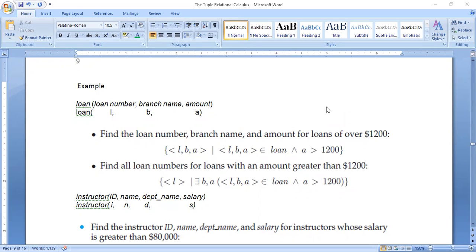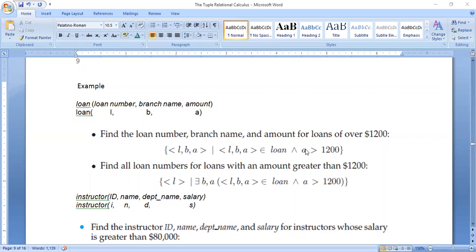So our first query is find the loan number, branch name and amount for loans over 1200. So this query uses the relation loan with three attributes, and the domain variables for these three attributes are L, B and A. Because we have to output all the three attributes, we use three domain variables for output. So this output part is always written before this pipe character.